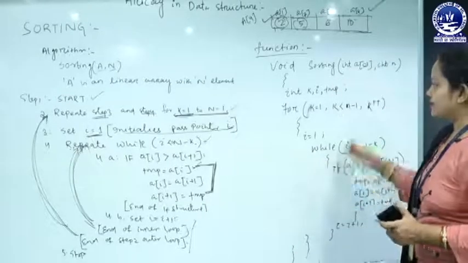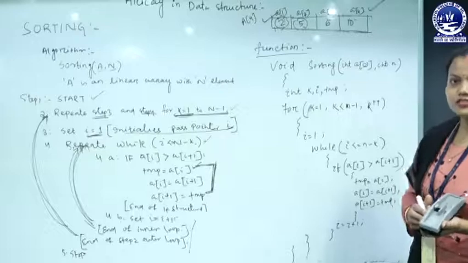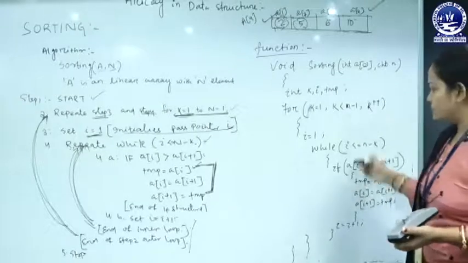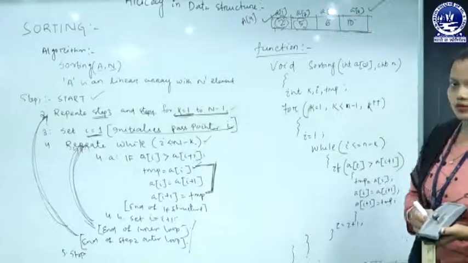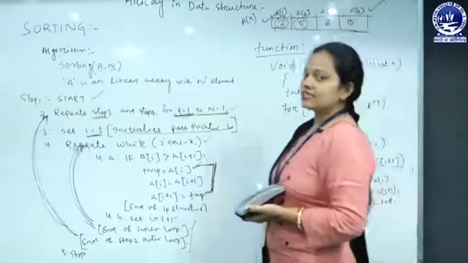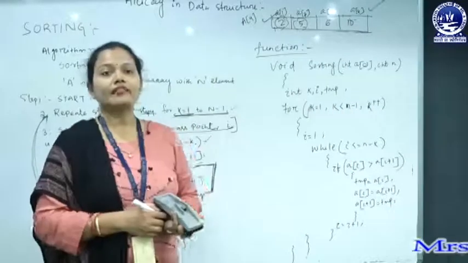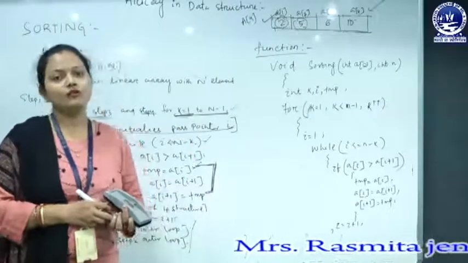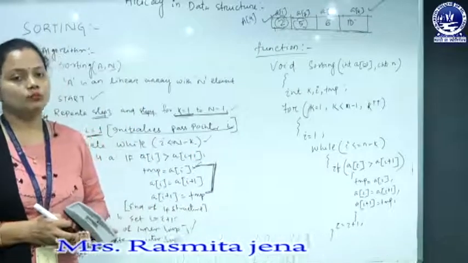The example I have already explained to you. You can implement the example by using this function. So students, this is about the sorting algorithm and its functional implementation to sort the elements by using bubble sort.